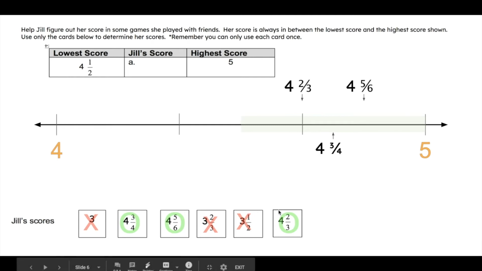But don't forget, in the question before, it said you can only use each answer once. So any one of these could be used here, but if you find out later on that you're going to want to use it, then you're going to have to use a different one of these answers.